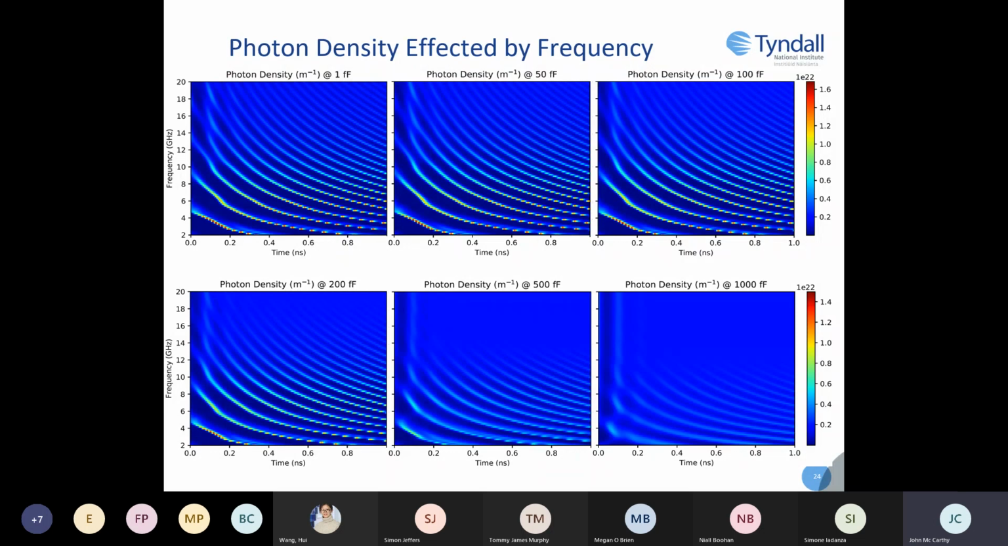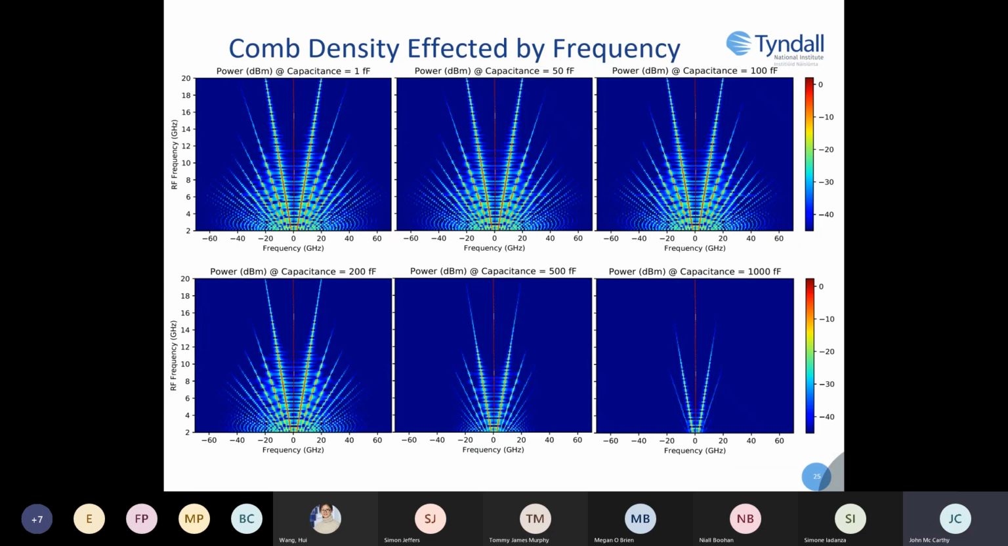At this point, you can probably guess what I'm trying to do next. I want to get the fast Fourier transform of the photon density at each frequency and show how the comb lines themselves would change as the frequency increased. So that leads to this. The color represents the power in dBm, with the comb frequency spacing on the x-axis and the applied radio frequency on the y-axis. I plotted this for different capacitance, but the resistance was kept constant at 10 ohms. So as the resistance decreases, we should see these combs improve in quality for all frequencies.